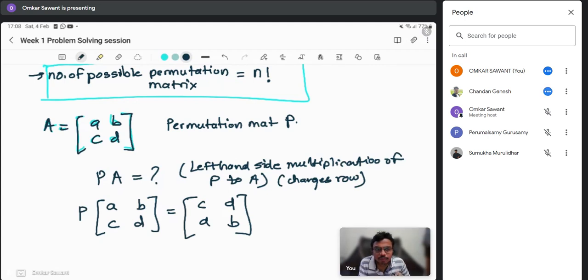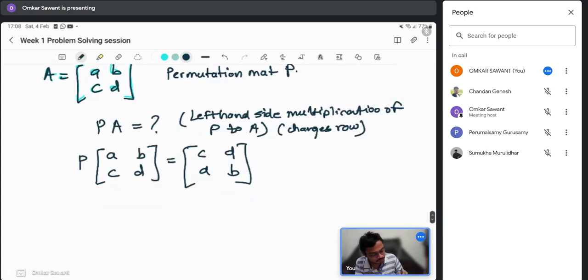Whenever you multiply a permutation matrix on the left of the matrix A, it will change the rows. So initially what were the rows? A, B and C, D, right? So have the rows been changed? So C, D and A, B, right? This concept you must have been taught, right?